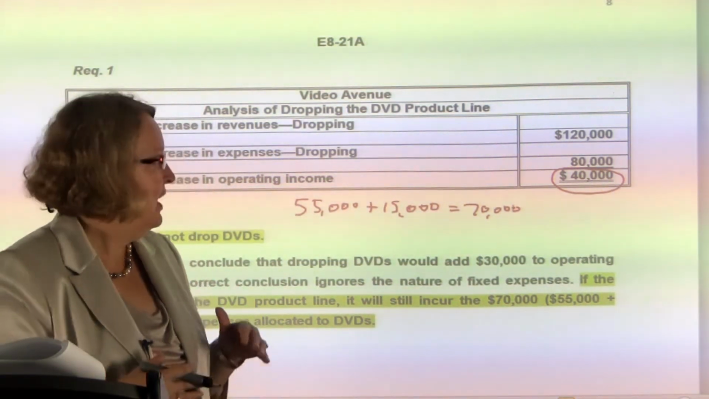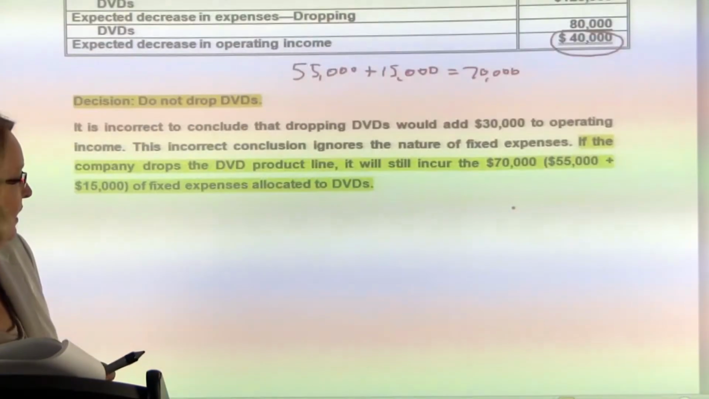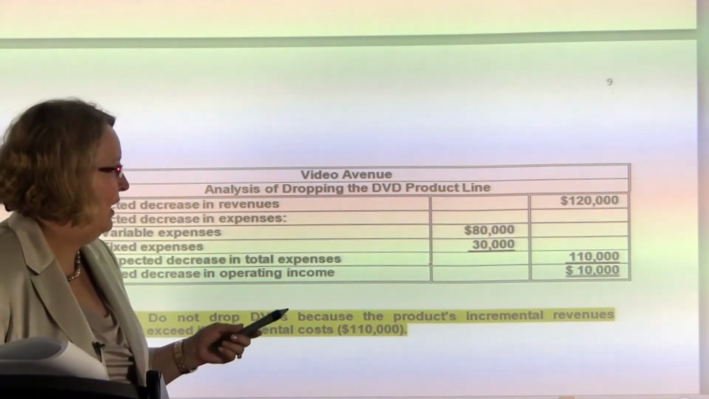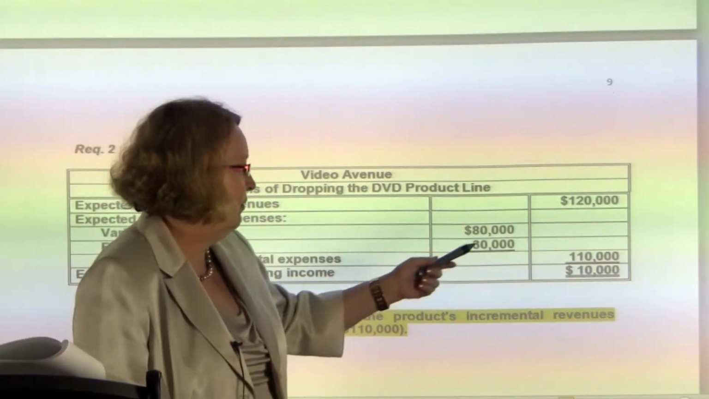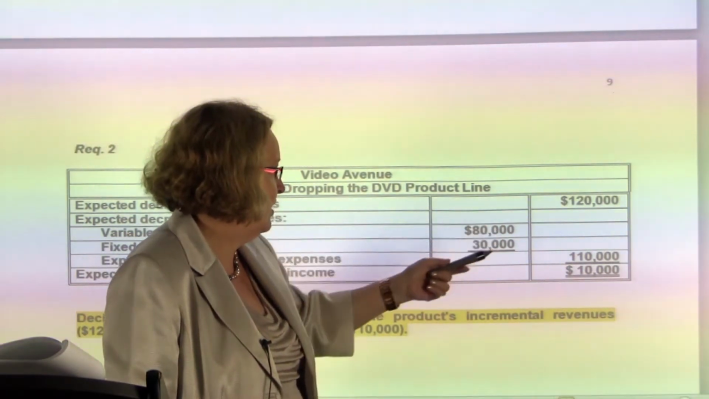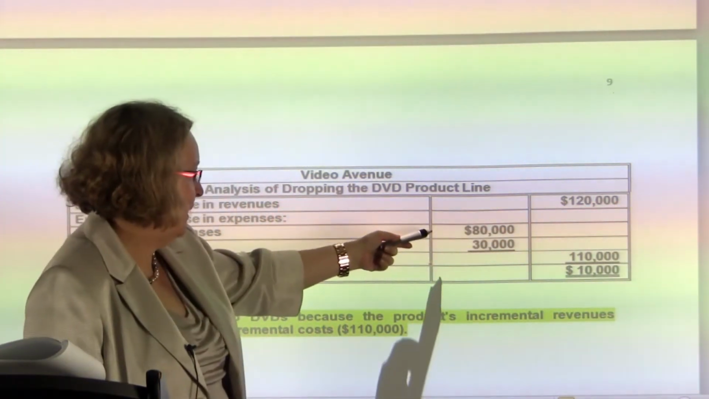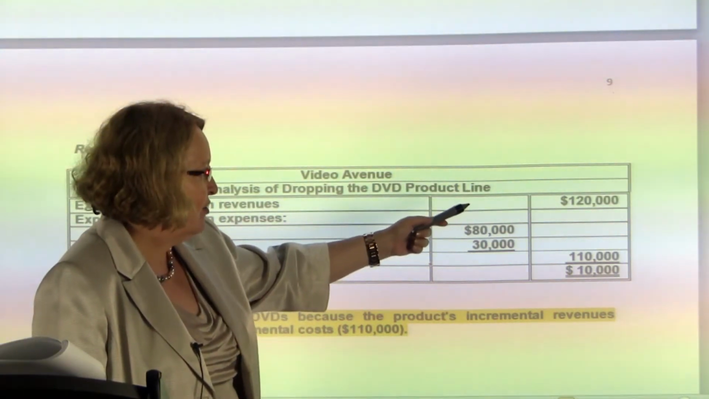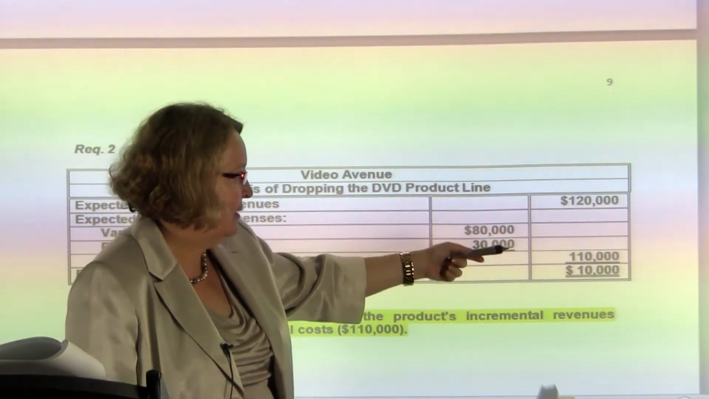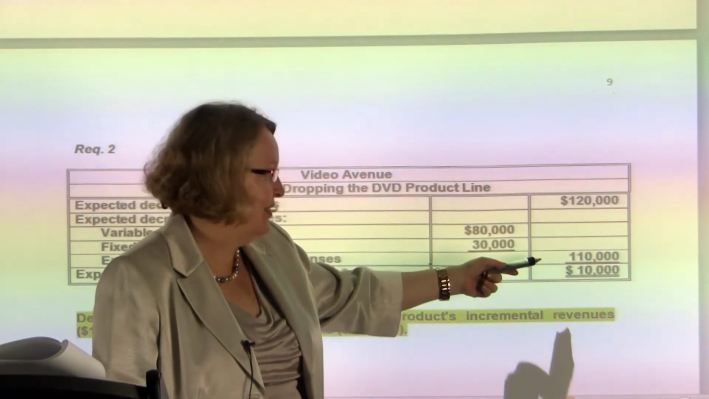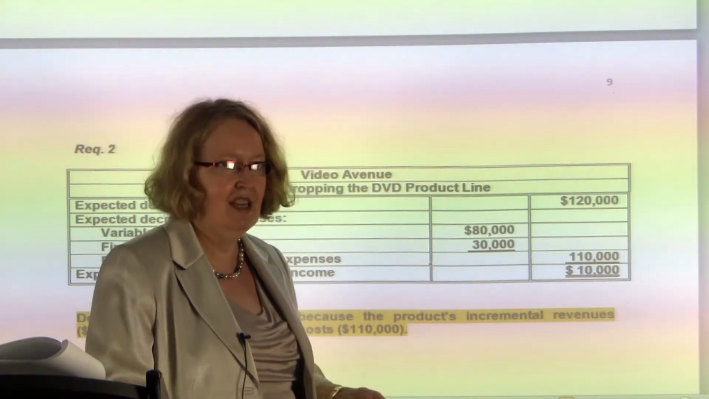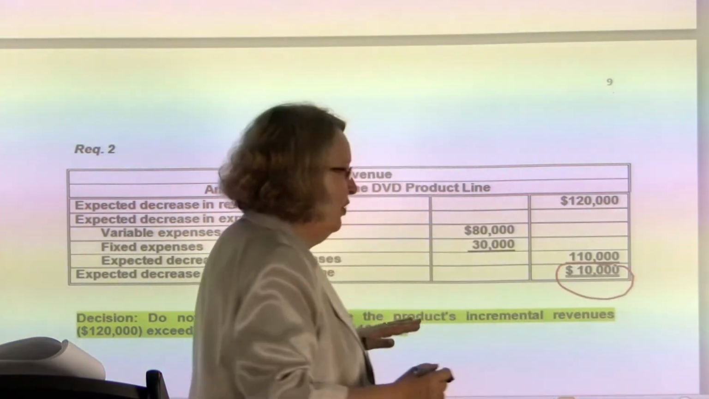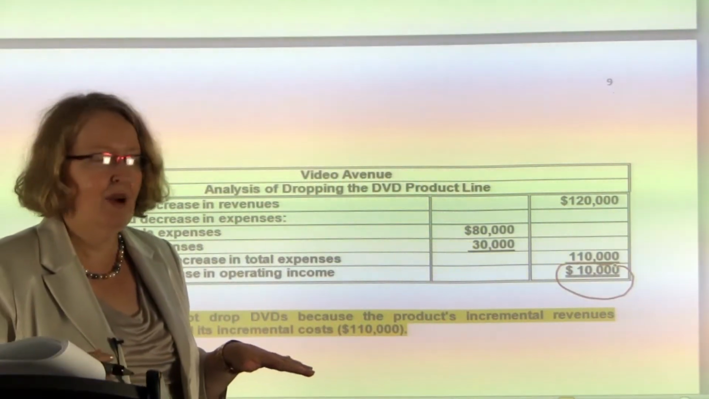So now what happens if the company can reduce their fixed costs? This changes it a little bit. Again, by dropping the DVD line, you're going to reduce your revenue by 120,000. You're going to reduce your variable cost by 80 and your fixed expenses by 30,000. So lost revenue of 120 less reduced expenses of 110,000 means that if you drop the DVD line under this scenario, it's still not a good idea, because you're going to lose $10,000 in profit here.